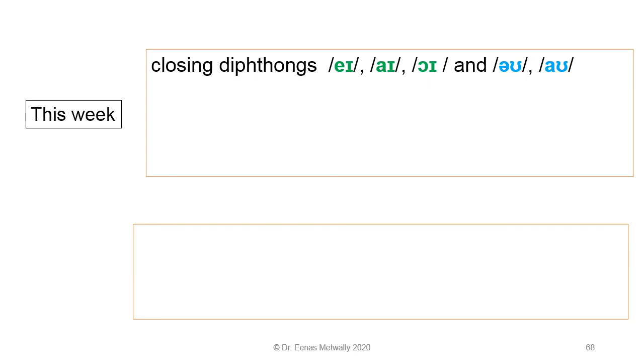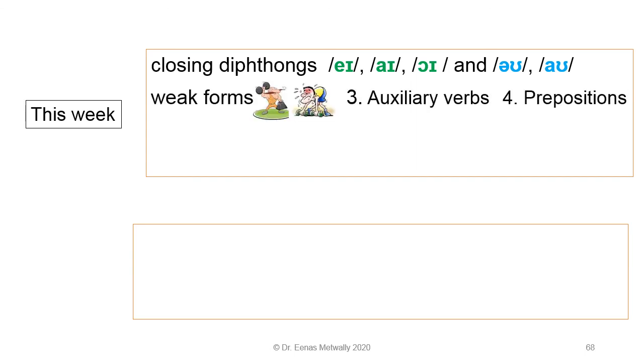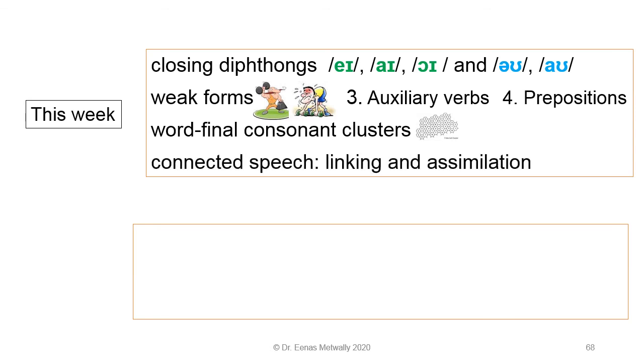In this week's video, we learned about the closing diphthongs that we have in RP English. Three of them glide towards the closer vowel I. They are A, I, and OI. And two of the closing diphthongs glide towards U, which is again a closer vowel. They are O and OW. We also learned weak forms, two groups of those, auxiliary verbs and prepositions, and word final consonant clusters, and finally two features of connected speech, linking and assimilation.